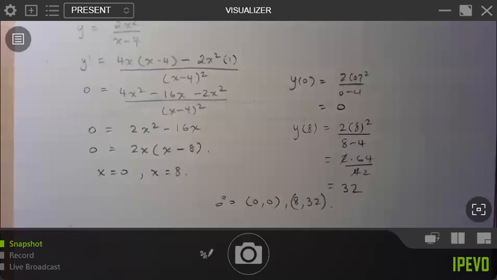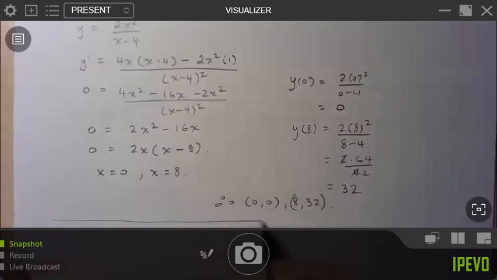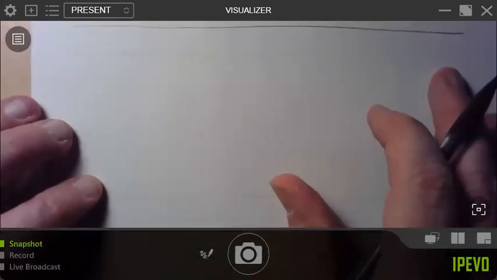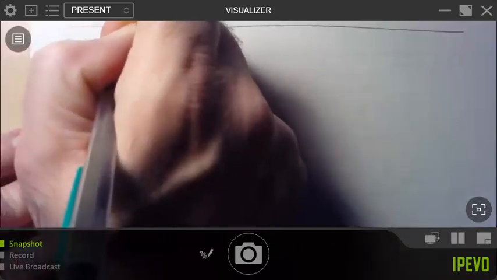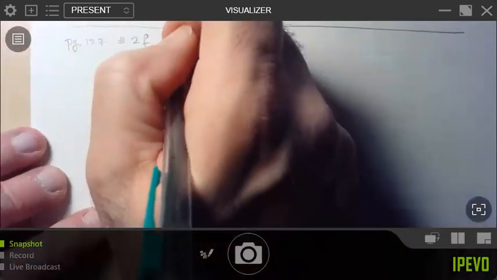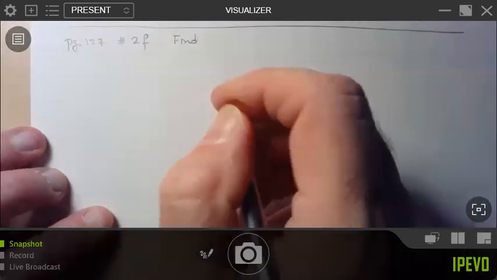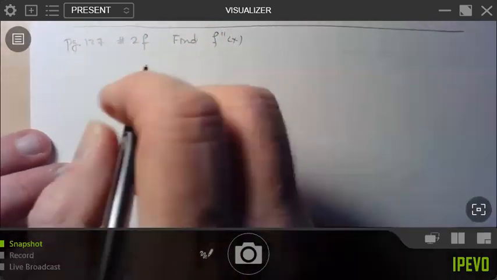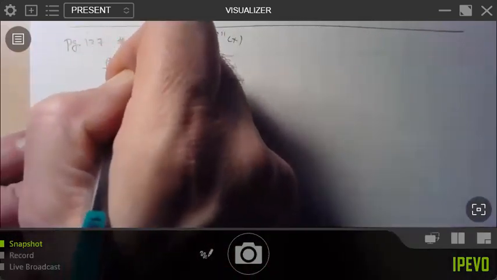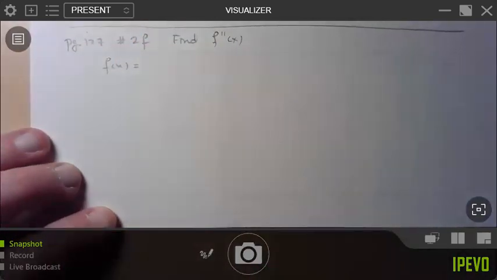2F, I guess it's page 127. So 2F. Okay, so we need to find the second derivative there. I think I've got enough space on this sheet. So this is page 127, number 2F, and we want to find the second derivative. So we want to find f double prime of x, and here f of x is equal to, what was it again? It was 2F, right? 2x over x plus 1.